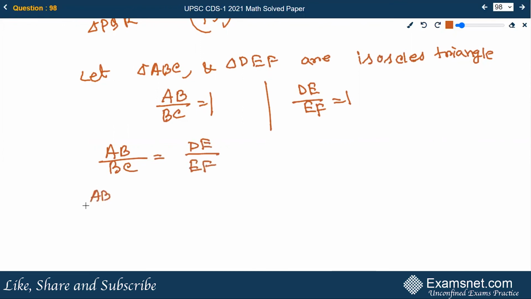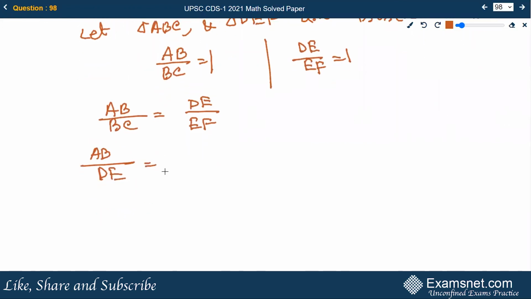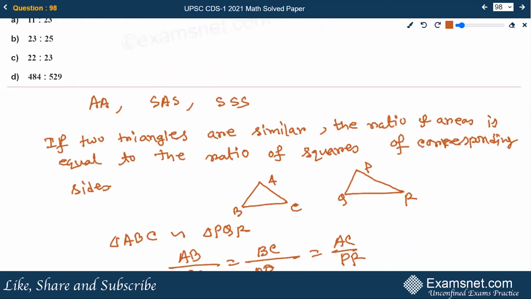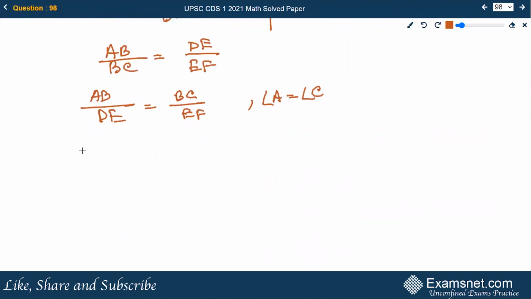So next AB by DE, let's do the cross exchange. It will become BC by EF. So we can see two ratios of corresponding sides are equal. Okay, also we know that angle A equals angle C, because that is given, they have equal vertical angles, angle A equals angle C. So therefore triangle ABC and triangle DEF are similar triangles.